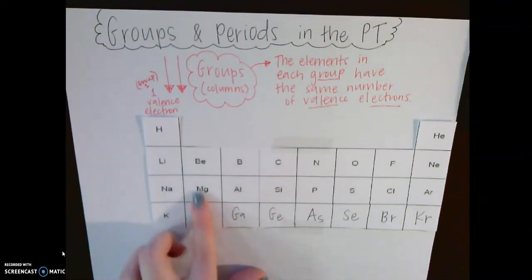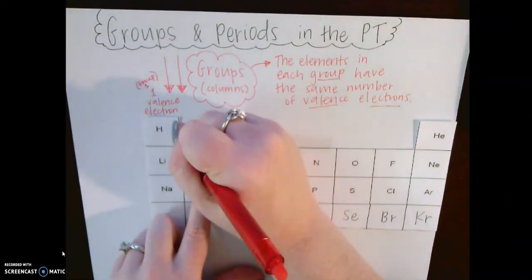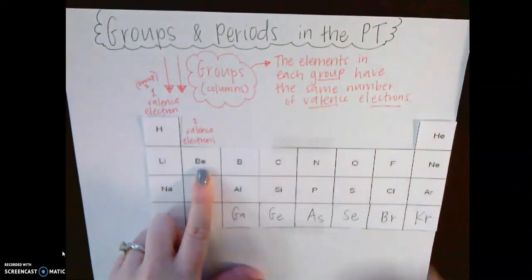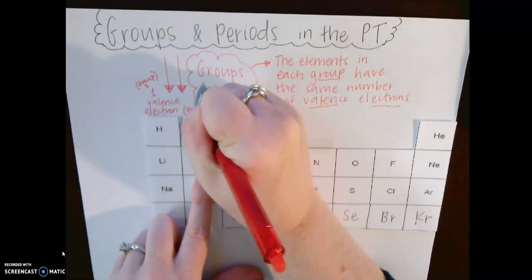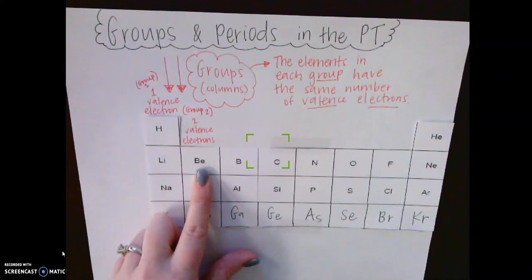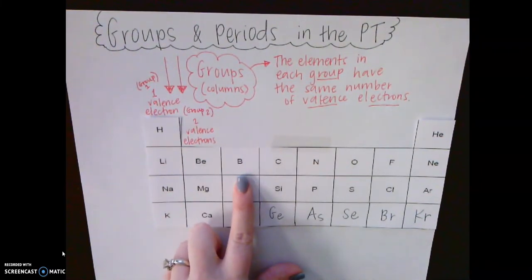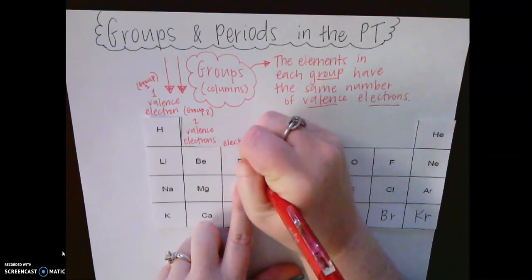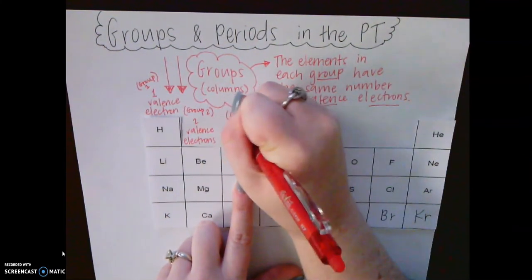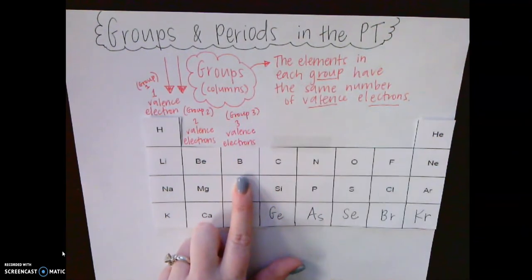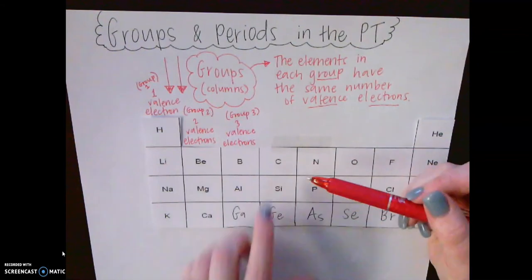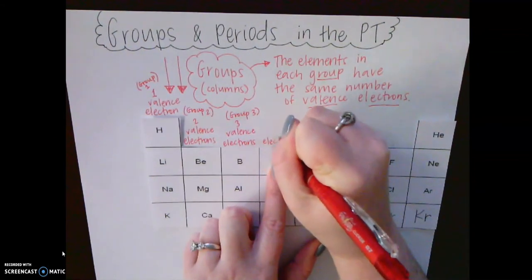So for my next group, group 2 here, with beryllium at the top, I know I'm going to have 2 valence electrons. And I'm going to call this one group 2. My next group, group 3 here with boron at the top, is going to have 3 valence electrons. And so every element in this column has 3 valence electrons in its outermost shell. My next group with carbon and silicon and germanium is going to be group 4 because it has 4 valence electrons.